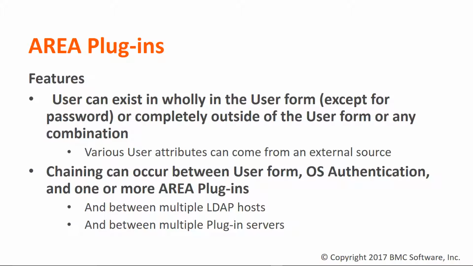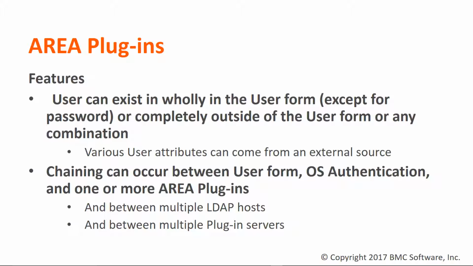So you can have the user exist in Remedy except for the password, and you use Area simply to validate the password. You also could have users that have some combination. You have some information in the user form and some of it comes from LDAP, all the way to the point where the user doesn't exist in Remedy at all. He only exists in LDAP, and from LDAP we can get the user's login name, we can validate the password, we can get group membership, license information, and any other information that's required for that user.